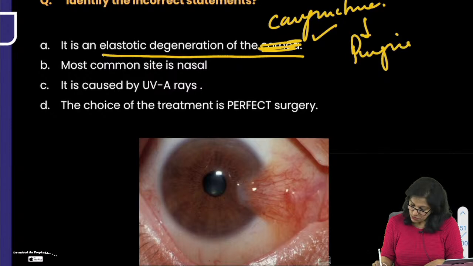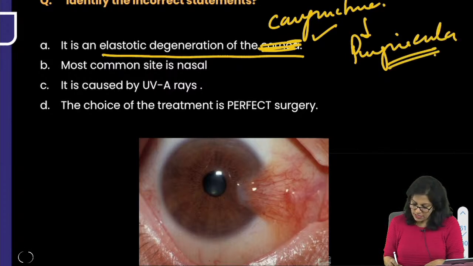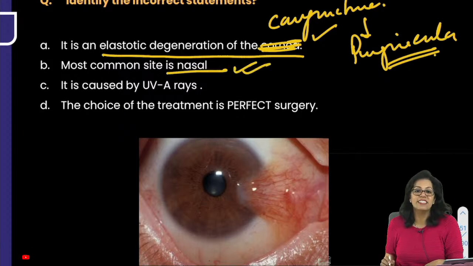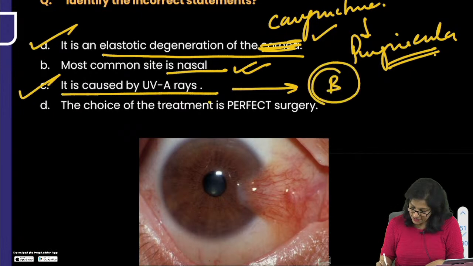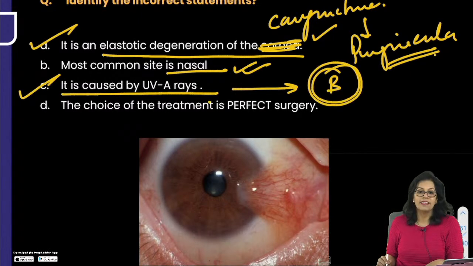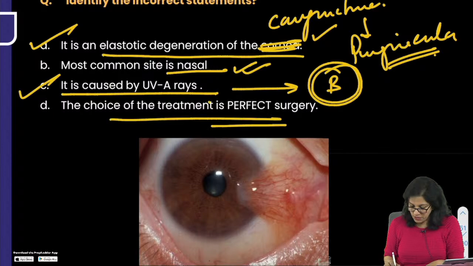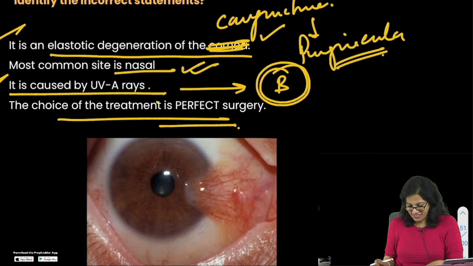So, I think we have two incorrect statements here. It should be conjunctiva. Most common site, yes, please remember for pterygium it is nasal. It is caused by UVA rays or B rays. So, this is an error. So, A and C are wrong. A and C are wrong. This is UVB rays. Please remember UVB. And of course, choice of treatment. What is the preferred surgery, all of you? Do you know this?